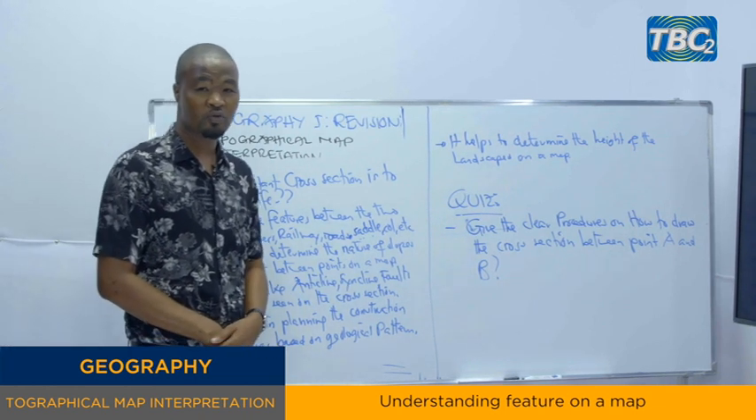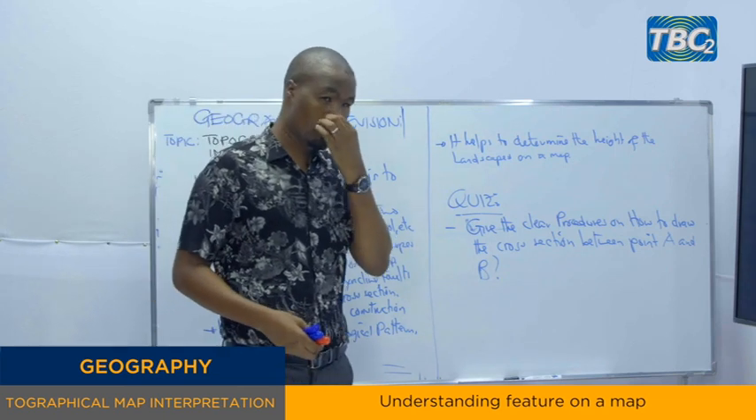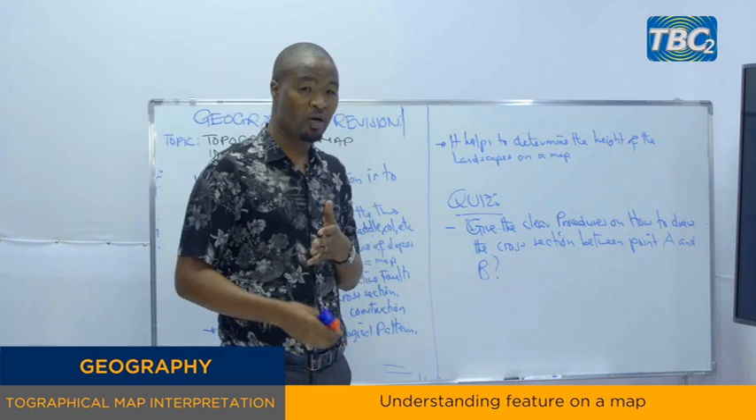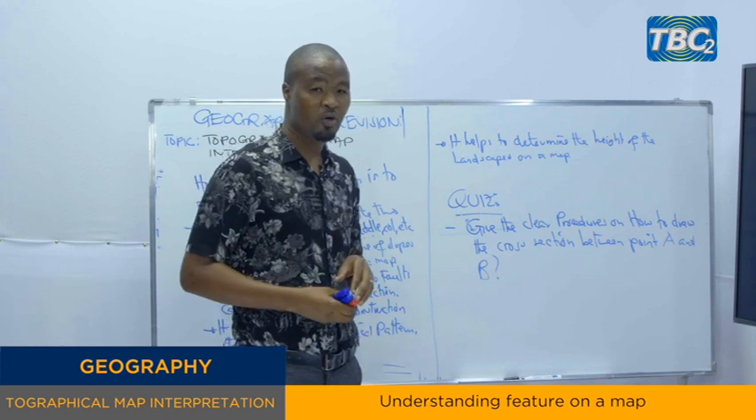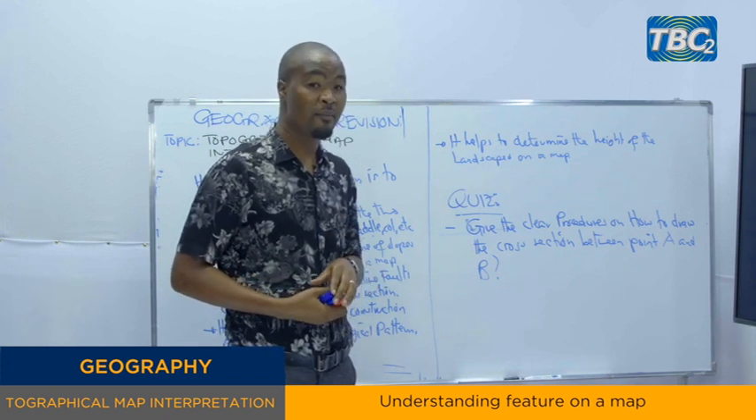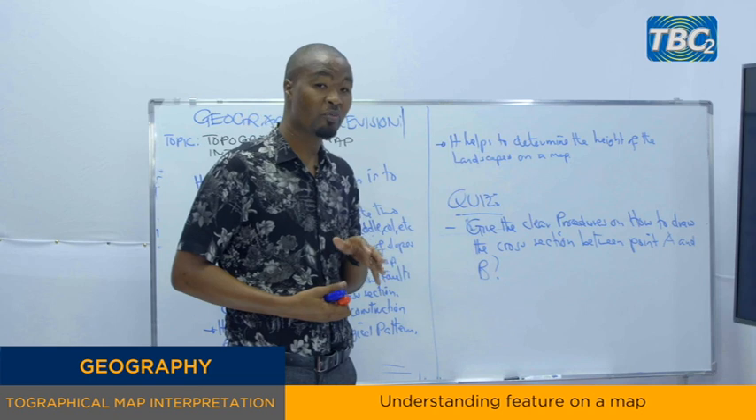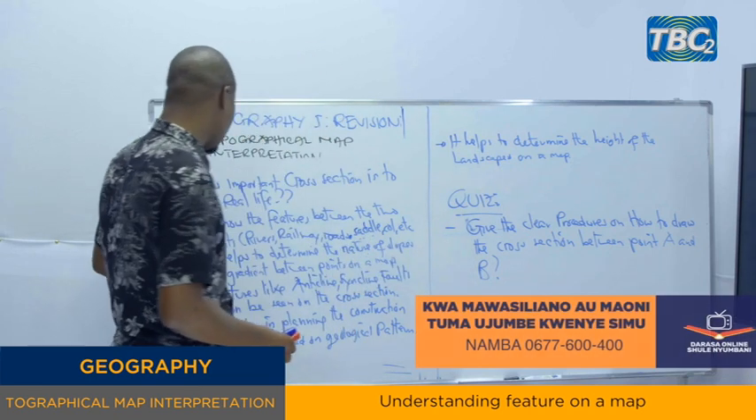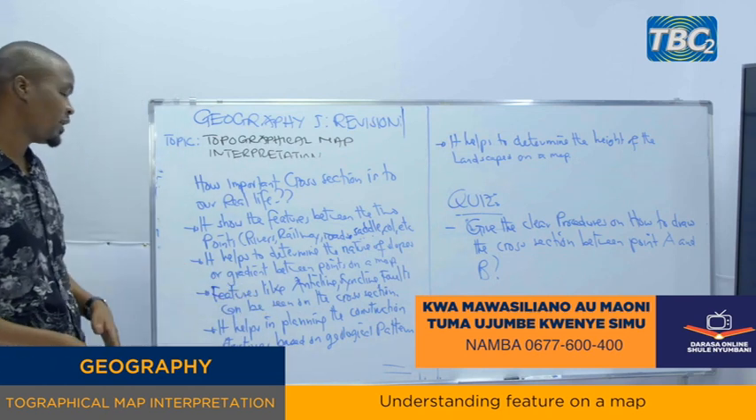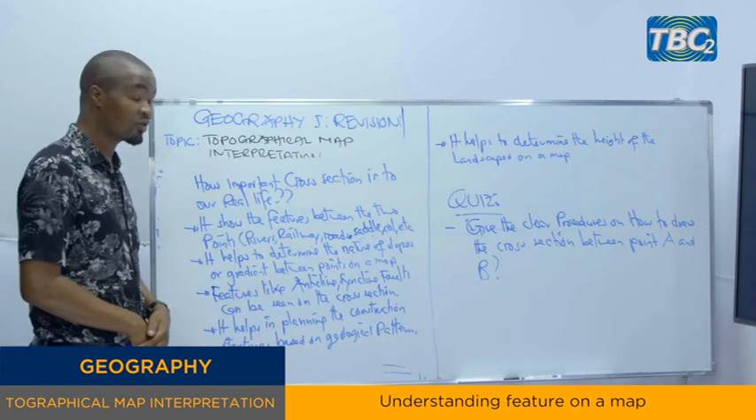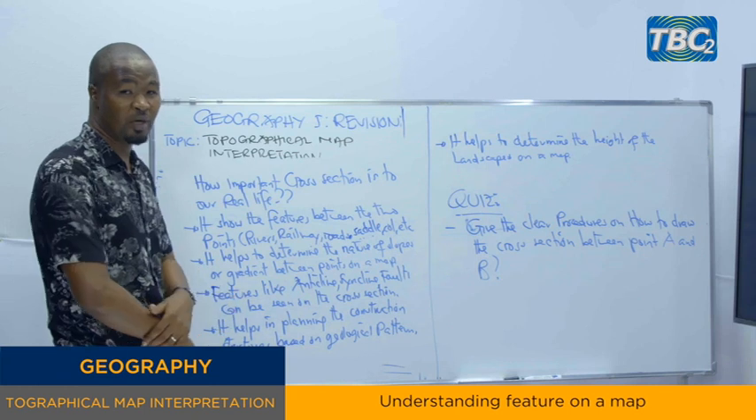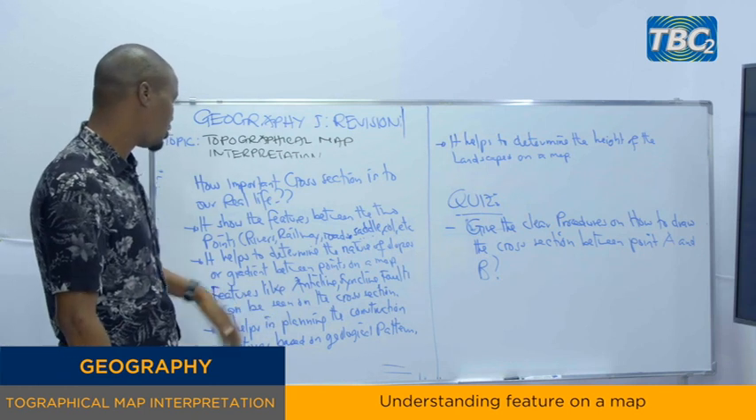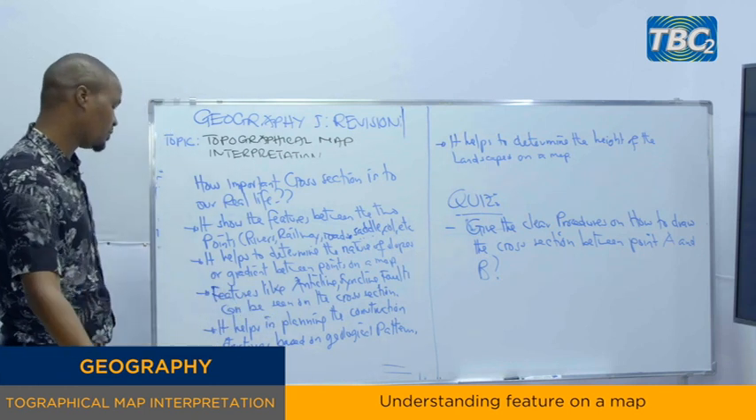For instance, if we want to construct a bridge across between the 2 points on a certain land, you have to make sure you know the geological pattern of that land between the 2 points. Thereafter, features like anticline, syncline and faults can be seen on the cross section. That's one among the importance of drawing the cross section.